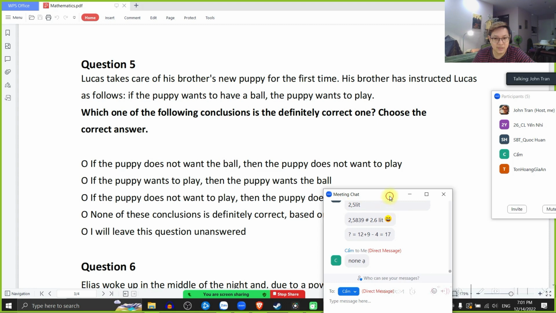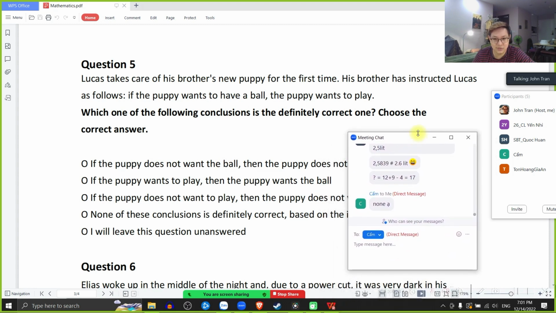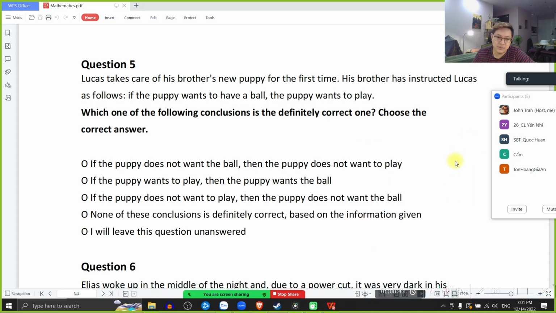This question is a trick question, a very tricky one in terms of logic. Lucas takes care of his brother's new puppy for the first time. His brother has instructed Lucas as follows: if the puppy wants to have a ball, the puppy wants to play. Which one of the following conclusions is definitely correct? Choose the correct answer.